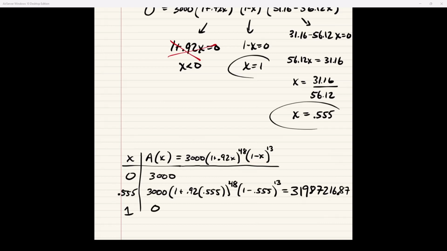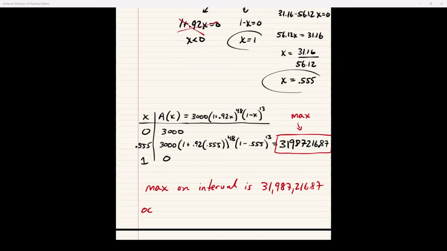So there we have it. Certainly, that is the maximum on the interval. It occurs when x is approximately 0.555. Okay, so that answers the question. I hope that was helpful.